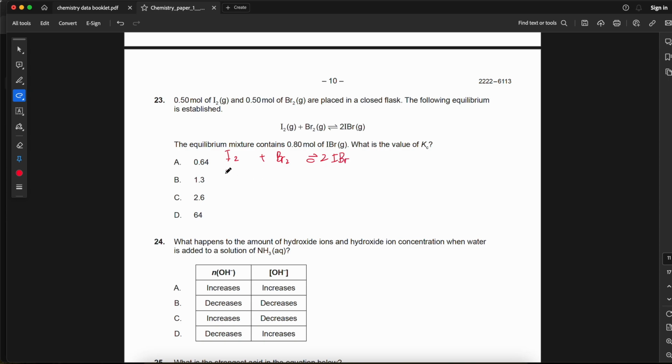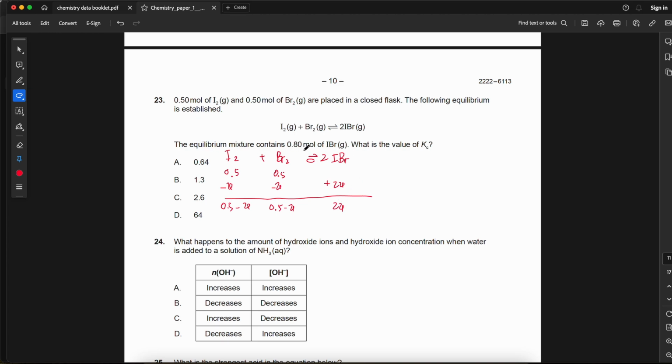So 0.5 mole and 0.5 mole as well. And we don't know how many moles would be reacted, so we can just say x, and then this is minus x, okay? And for the product, that would be plus 2x because of the coefficient 2. So product is always plus, and then the reactant is always negative. So 0.5 minus x, 0.5 minus x, and this one will be 2x.